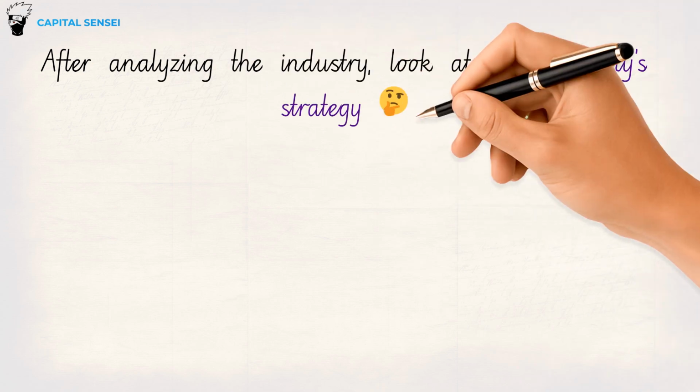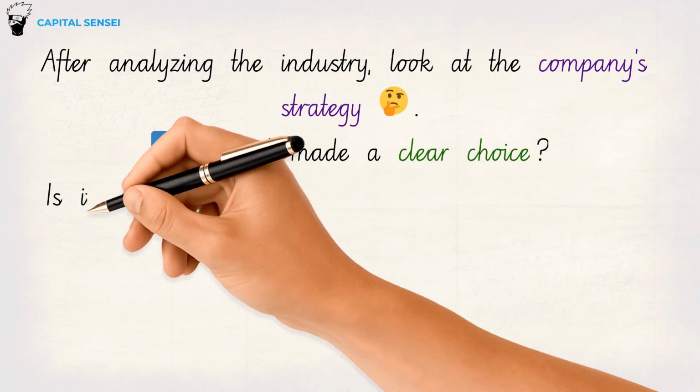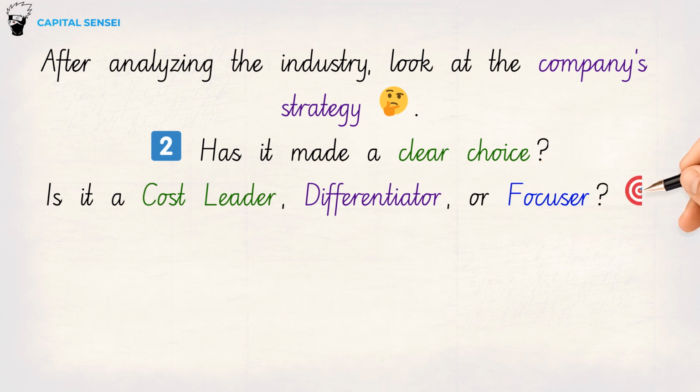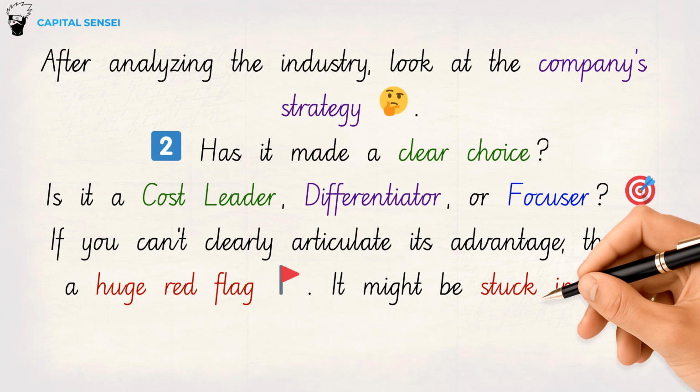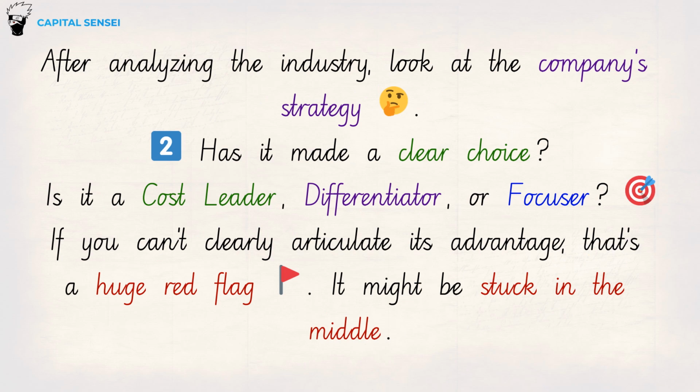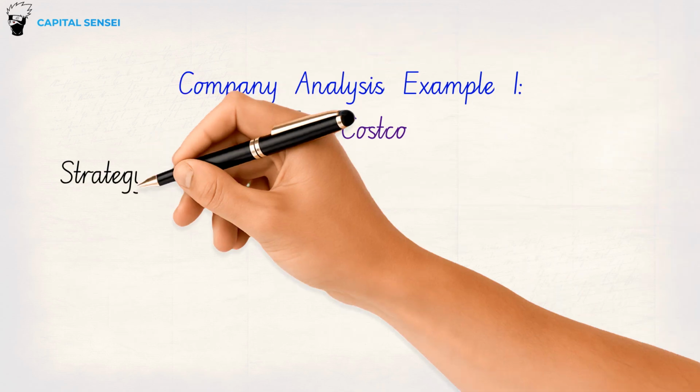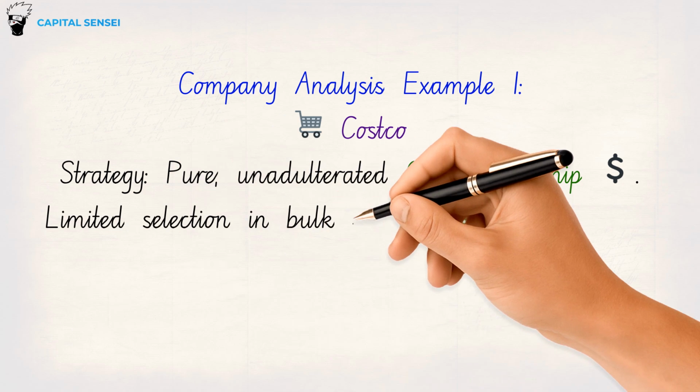After you've analyzed the industry, you need to look at the company's specific strategy. Has it made a clear choice to be a cost leader, a differentiator, or a focuser? Can you clearly articulate its competitive advantage? If you can't, that's a huge red flag. The company might be stuck in the middle. Let's analyze a few well-known companies using this lens.